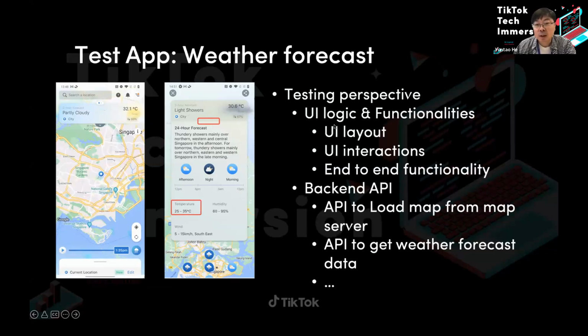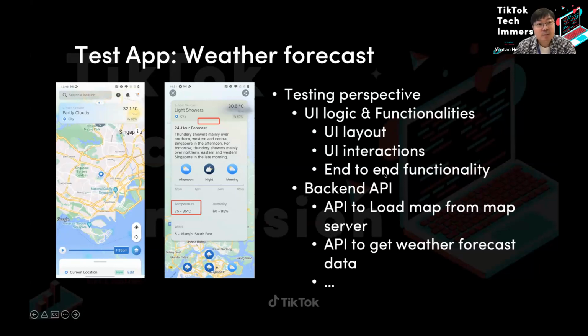Besides the UI logic and the functionalities, to implement this app we also need some backend APIs to get the data. You can see here there is an API to load the map from the map server, and also an API to get the weather forecast data. These are backend APIs we also need to test. For our UI automation, we currently mainly focus on the UI logic and the functionality. For the backend, later we have another session to cover the API part.